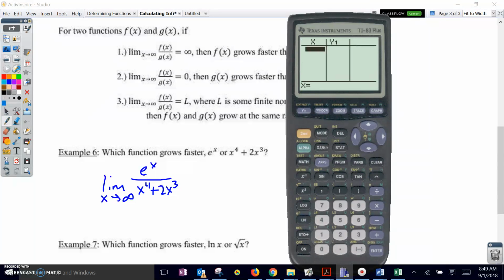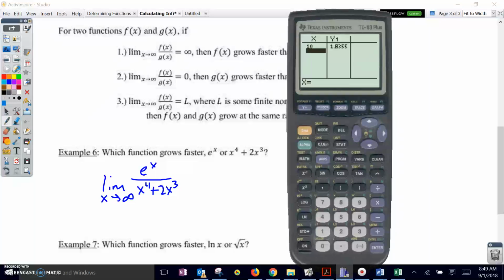And I'm going to go over to my table, put in 10, 100, 1,000. That really gets me all I need to see. Oh my goodness. If you look at it for 10, the value is 1.8, and then when x is 100, it's 2 times 10 to the 35th power. Holy smokes. So going up by multiples of 10 really made it grow very quickly.